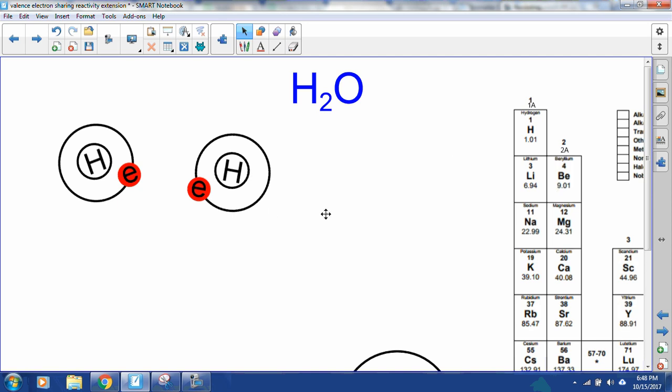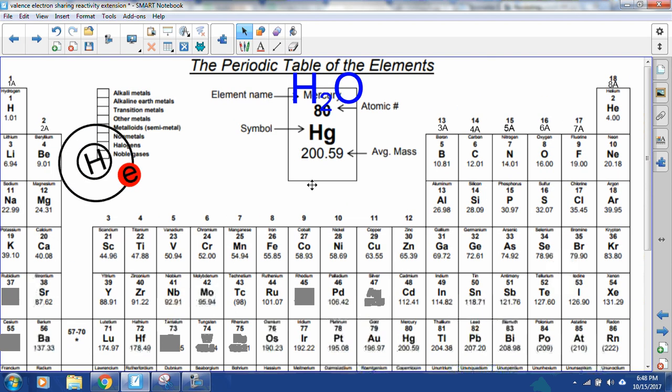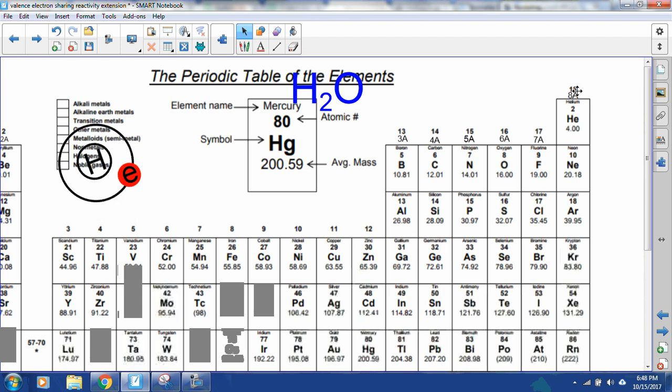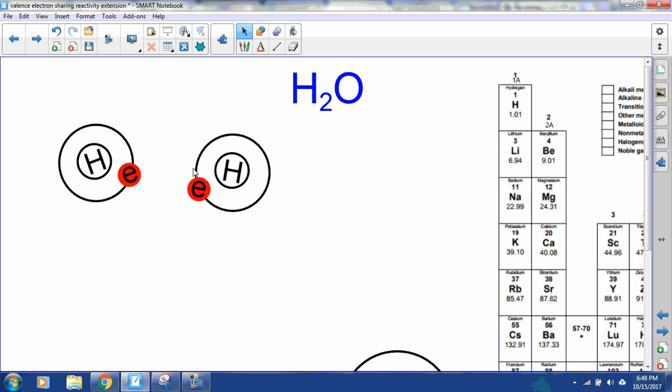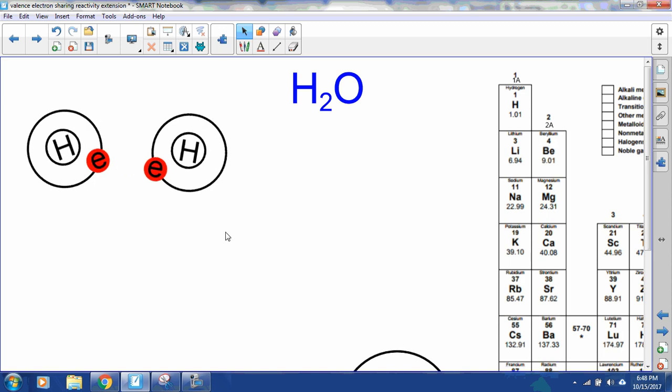It wants to be like a noble gas over here in family group 18, because all of these have their outer shell full with valence electrons. The first ring, remember, can hold two. Hydrogen has one, so it wishes so bad that it had one more electron and it would be so happy.